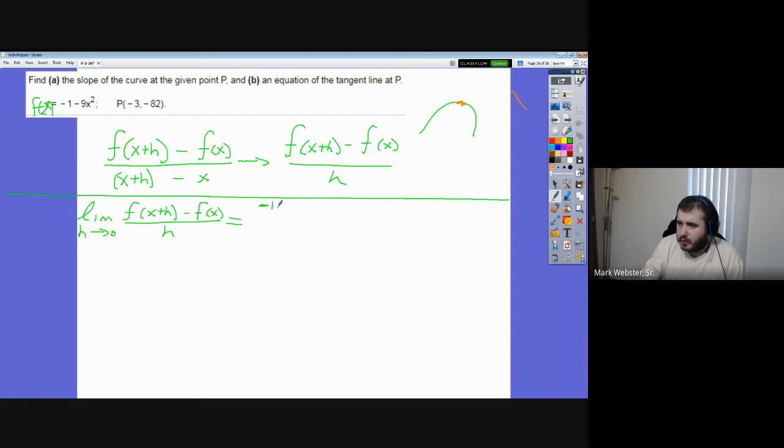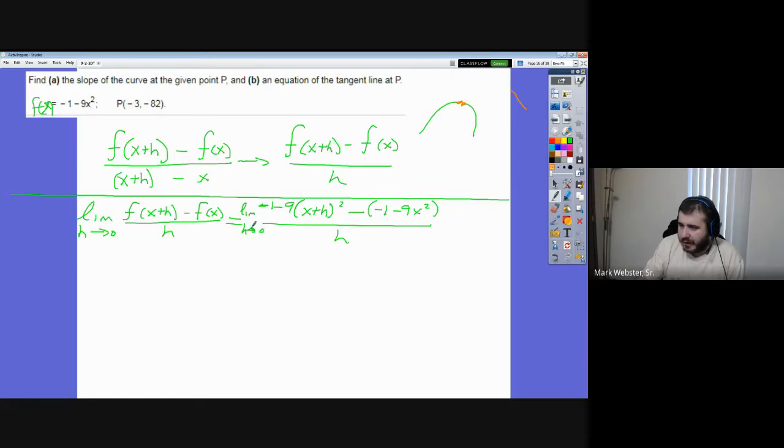-1 minus 9 times this minus, so right here, this is our f of x plus h, because I just took where x was, and I put an x plus h in its place. We're going to subtract the original function, -1 minus 9x squared, all over h. I'm going to bring that limit along so I don't forget it.